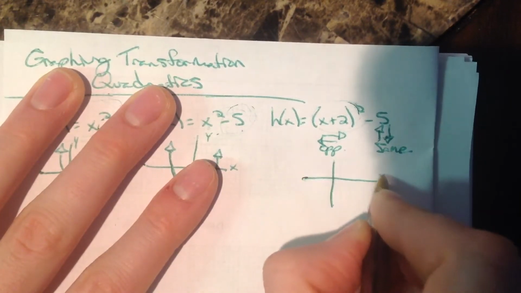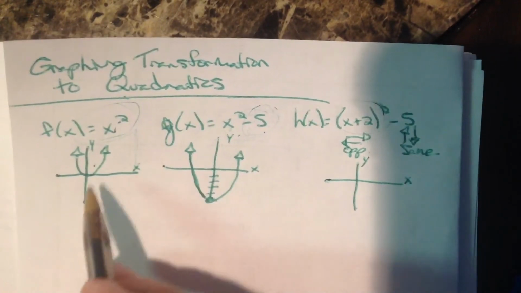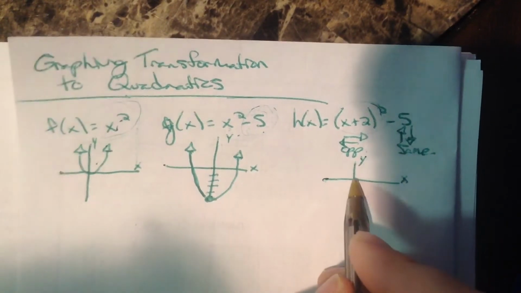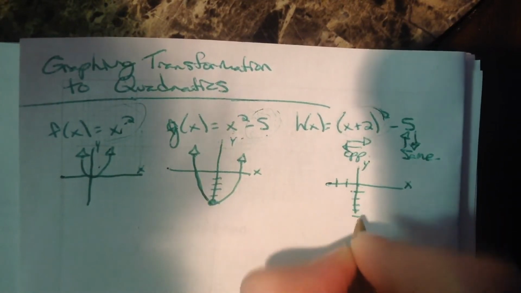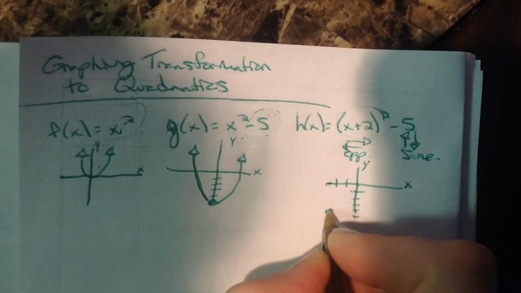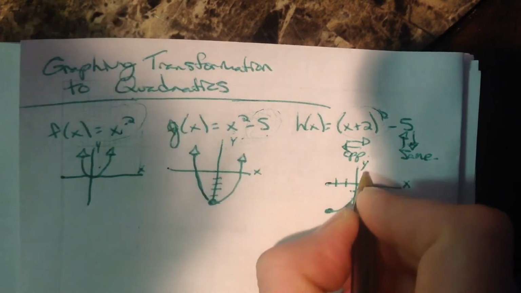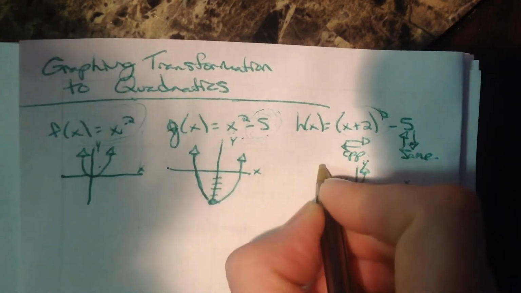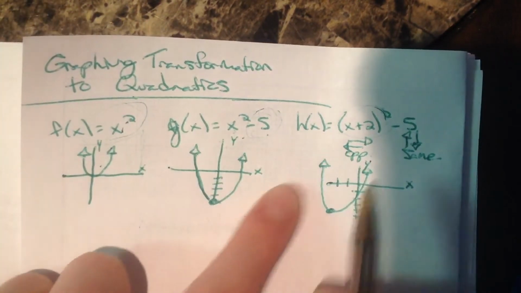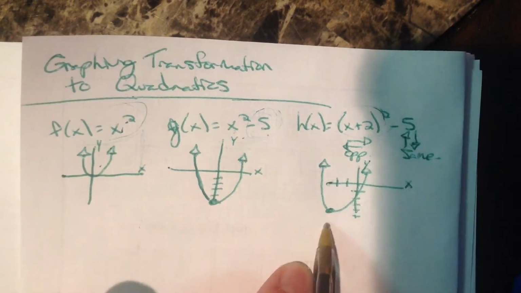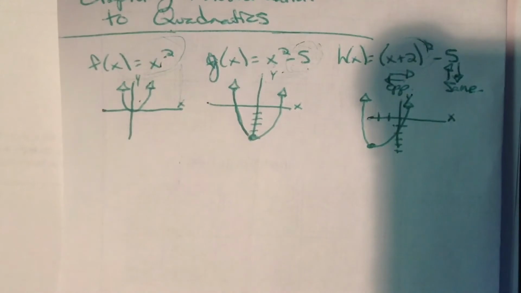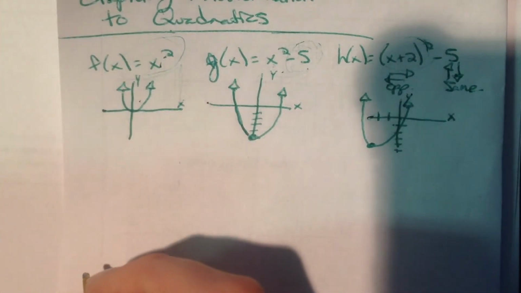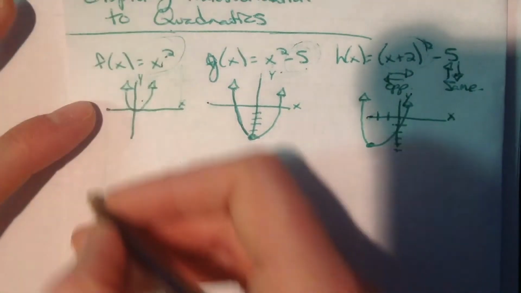So, if we take our start function, it starts at 0, 0, and we go to the left 2 and down 5. Our function starts over here at -2, -5, and then goes up. So it's the same function, it just gets shifted over to the left and down from this function. So, let's list what these ones would be shifted like compared to x squared.